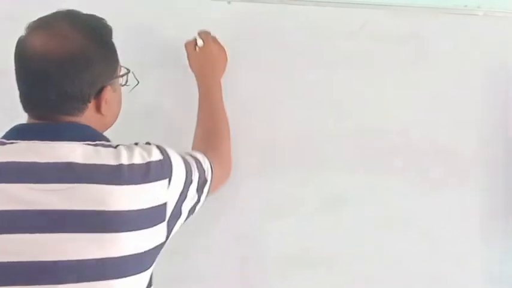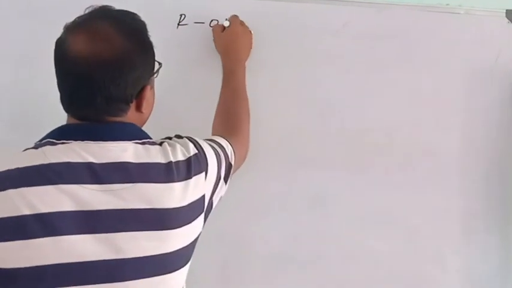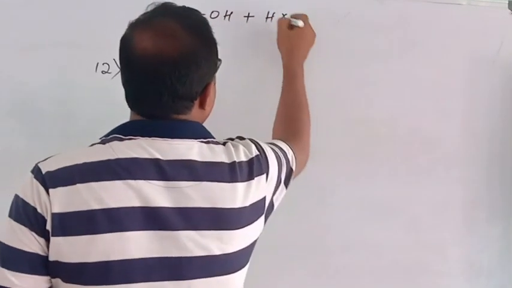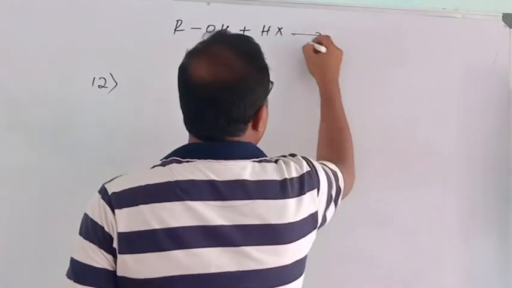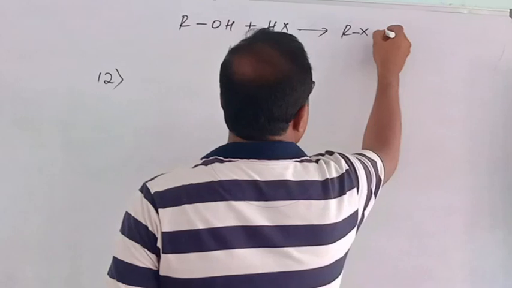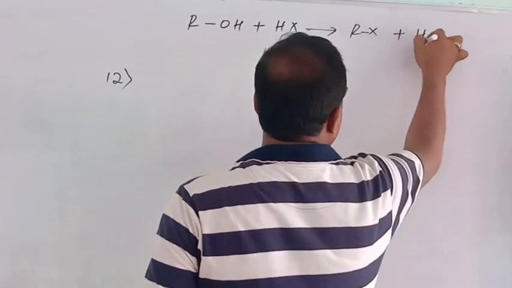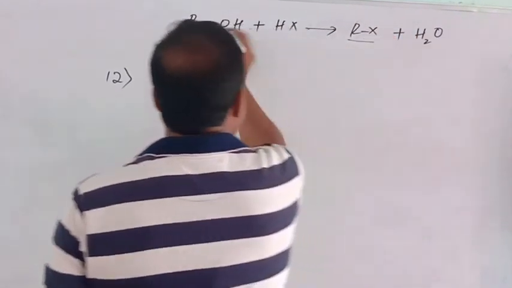Now the reaction is ROH reacts with HX to form RX plus H2O. That is alkyl halide, from alcohol to halide.